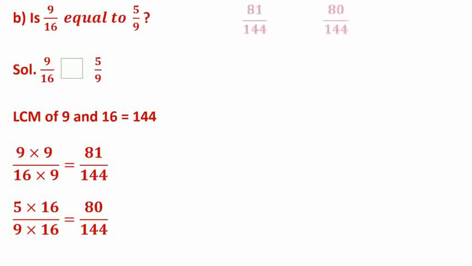Now we have got the like fractions, and you can see when we compare 81 and 80, we get 81 as the bigger. Therefore 81 by 144 is greater than 80 by 144. So hence our 9 by 16 is greater than 5 by 9.